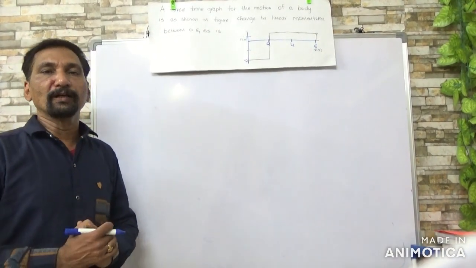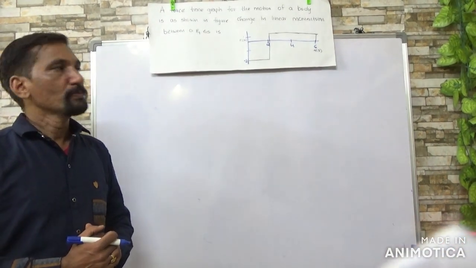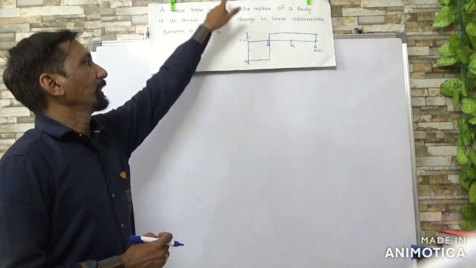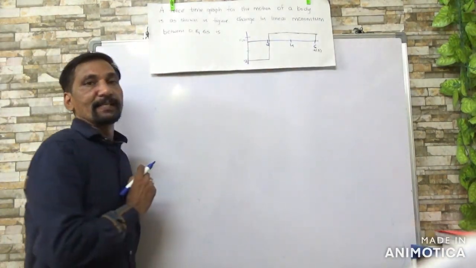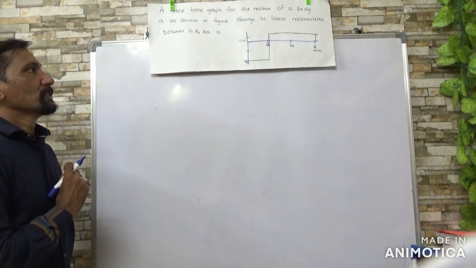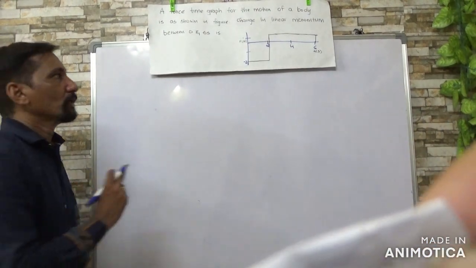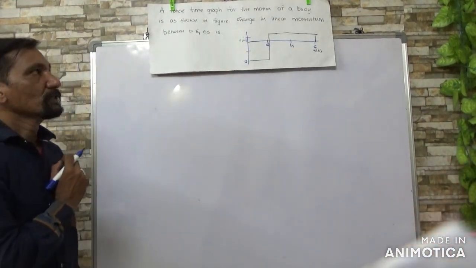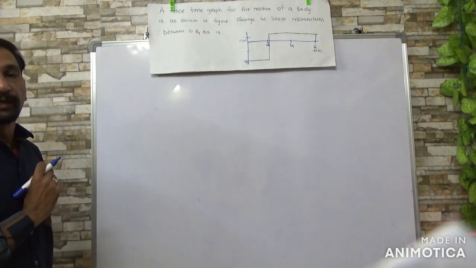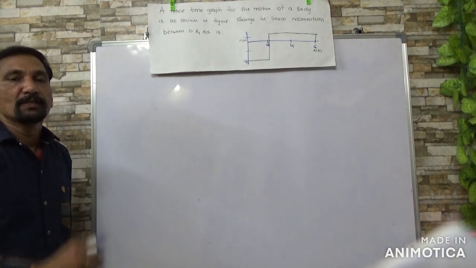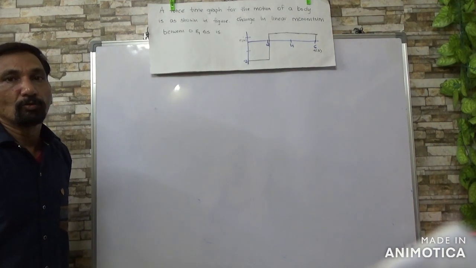Now about the given problem. Force is taken along the y-axis and time is taken along the x-axis. So a graph is plotted between force and time, and you want to find the change in momentum. Okay, so you know, momentum is a vector quantity.